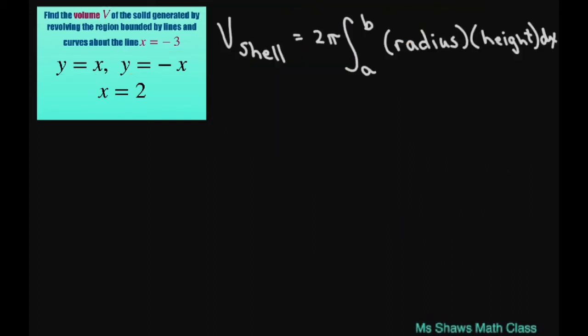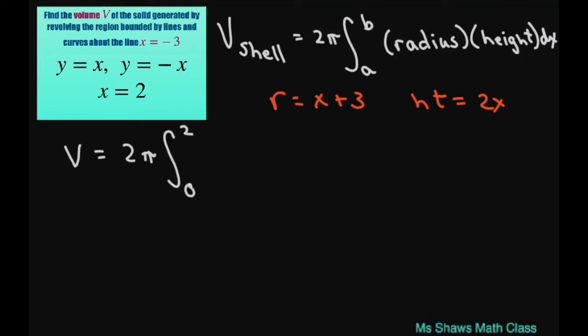All right. So basically we have our radius equals x plus 3, and our height equals 2x. And then using this formula, we have our volume equals 2 pi, and we're going from 0 to 2, and then your radius is x plus 3, and your height is 2x dx.